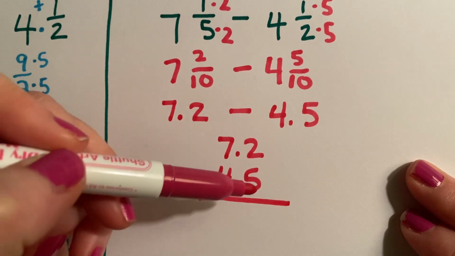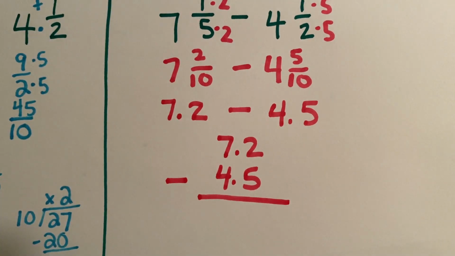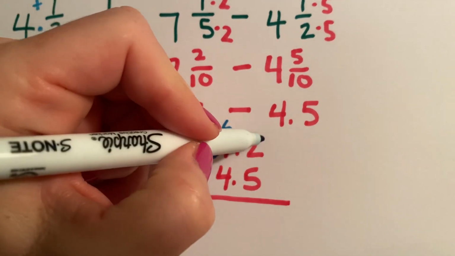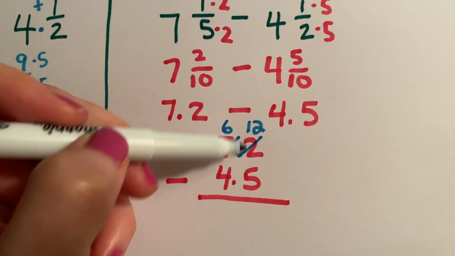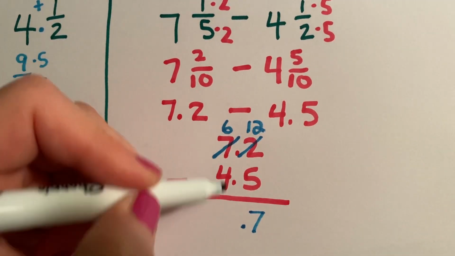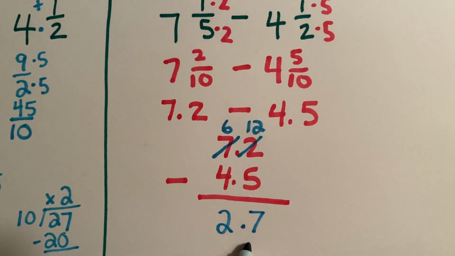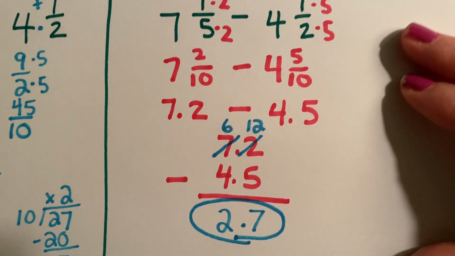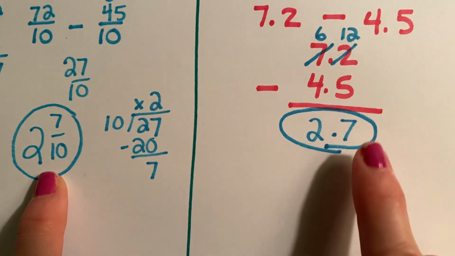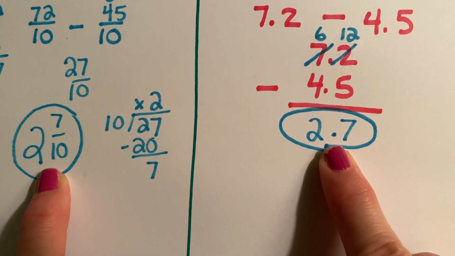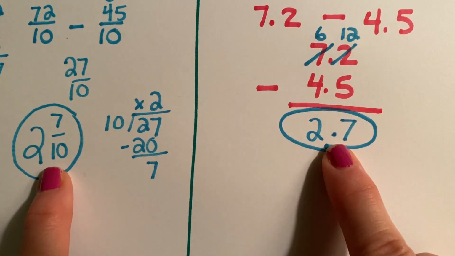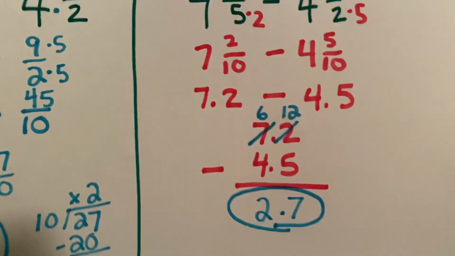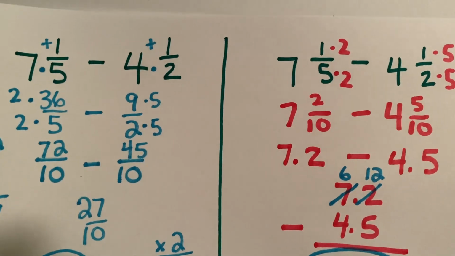Now we will have to borrow because we can't take 5 from 2. So let's borrow from the 7, make it a 6, and make this guy a 12. 12 minus 5 is 7. 6 minus 4 is 2. Final answer, 2 7/10. 2 7/10. So I want you to look carefully at your denominators to see which way makes more sense to approach the problem.